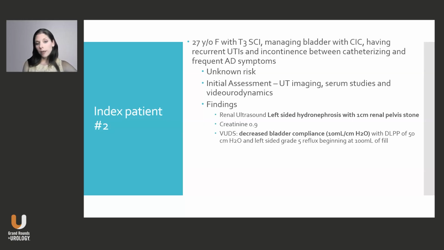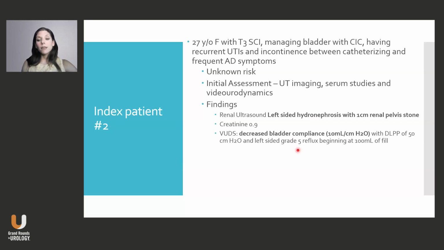And on her video urodynamics, she has decreased bladder compliance at a rate of 10 mLs per centimeter of water, with a detrusor leak point pressure of 50 centimeters of water, and left-sided grade 5 reflux beginning at 100 milliliters of fill. So many of these things, her left-sided hydro, her large stone burden, her decreased bladder compliance, her grade 5 reflux, all of this puts her into the high-risk category. So we're going to want to start with treating her.